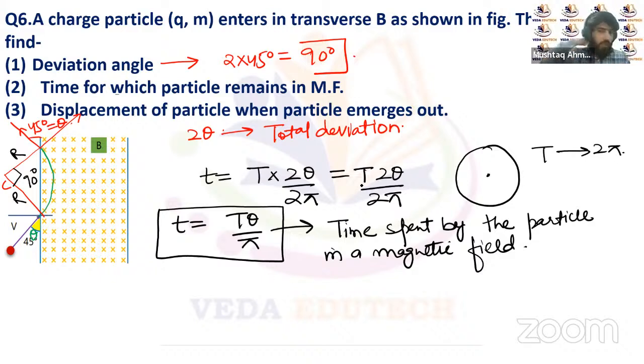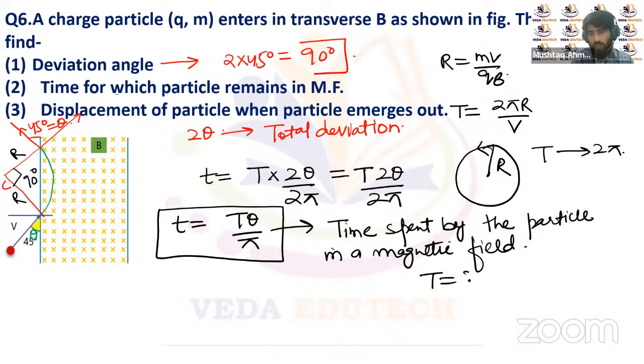And talking about the time period, when the particle moves in a circular path, the radius of this circle is r, and we know the radius of the circle is given by mv upon qB. Now the time period of the circular path will be equal to the circumference of the circle upon the velocity, that will be 2 pi r upon v. Now we can replace this r with mv upon qB, and there will be a factor v, v and v will get cancelled.